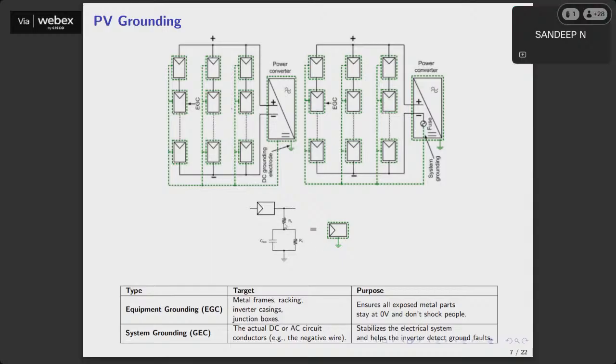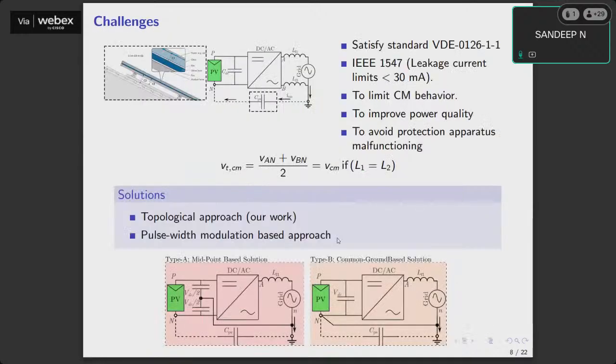A PV with EGC grounding is represented by this equivalent circuit or equivalent model: you have the negative DC rail of the PV, you have RS and RP, and you have a leakage current capacitance. So this is the equivalent model of a PV. Now, what are the challenges? Just now I told that in order to keep safety as the main concern, we have to ground a PV system.